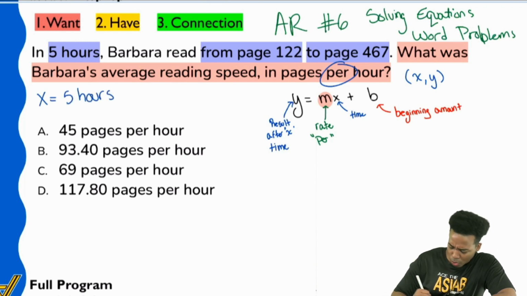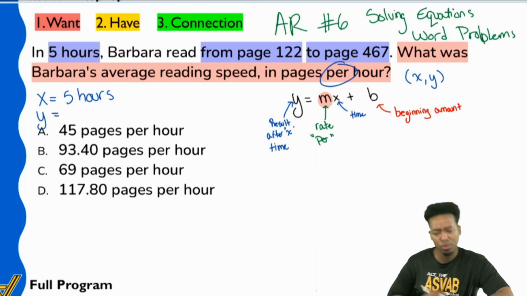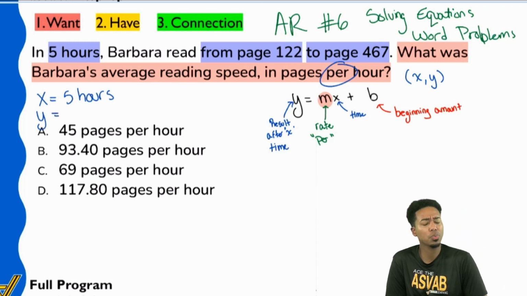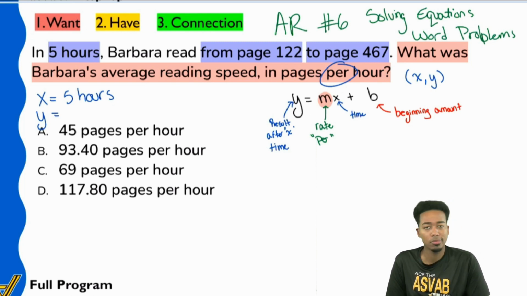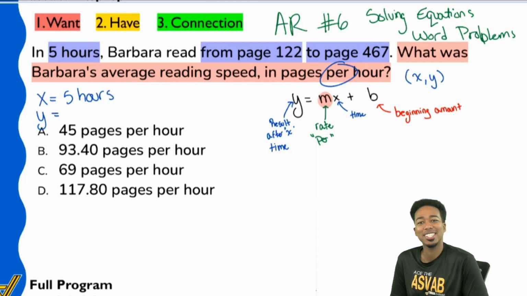Can you tell me what the result was after 5 hours? Who knows what the Y is going to be? Is it the 122 or the 467? Okay, I see a lot of us are saying the same thing, 467. Can you give me a reason why? Why is Y going to be 467?